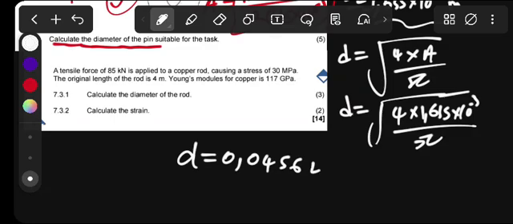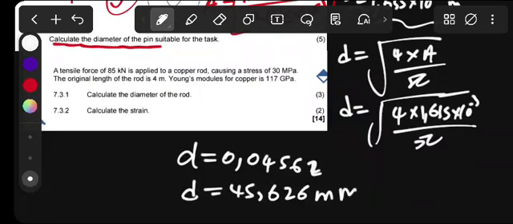Someone can write this in scientific notation. Someone can write this to be equal to 45.626 millimeter. Someone can write this in this format. Another person maybe can round this to 1, 2, 3 decimals. This will be 45.6 like this.